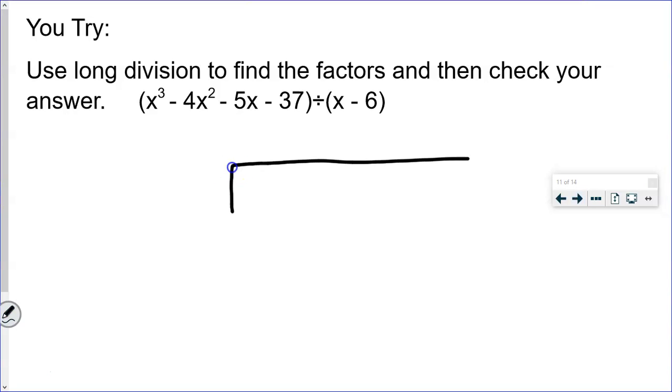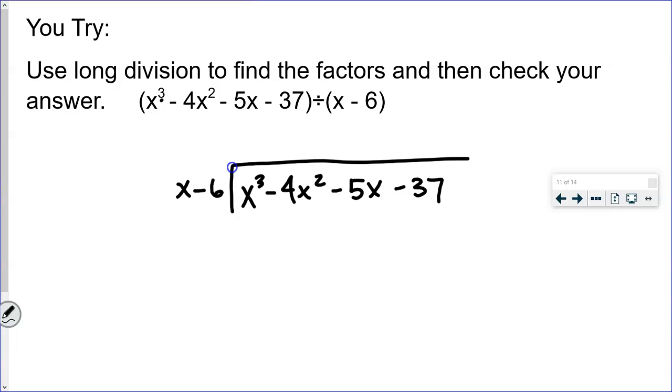So here's this one. Do we have anything missing? I say no. We got an x to the third, x to the second, x to the first, and no x, right? Okay, so there we go. We're good with that. We're dividing this one by x minus 6.